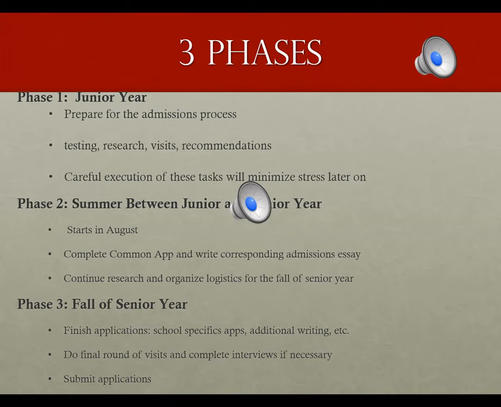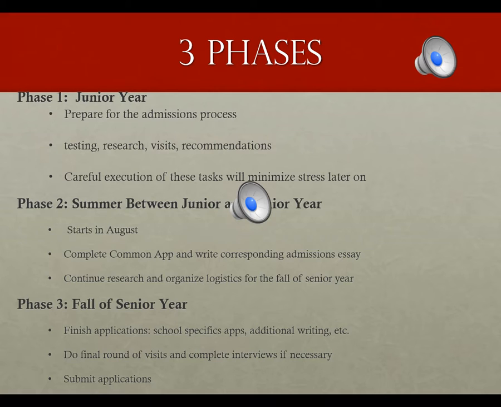Phase 3 occurs during the fall of senior year. This phase is used for the actual submission of applications. Sometimes students do not finish all of their apps during August before senior year, so they can do it during the fall. Sometimes they don't finish all of their essays and writing pieces, so they do that during the fall of senior year.